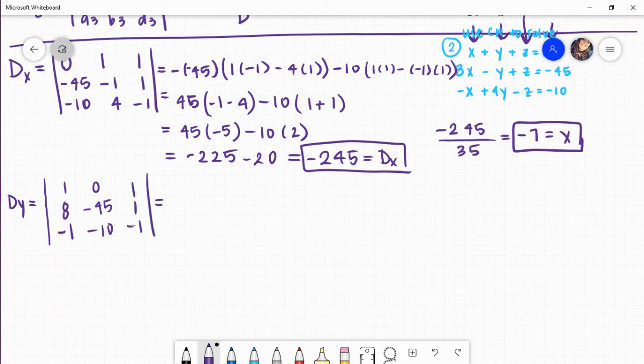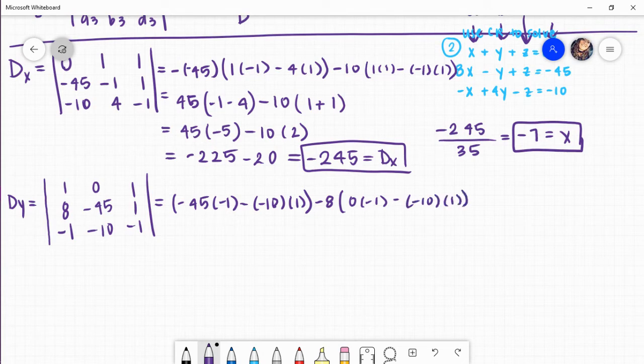Let's go ahead and do this math. I have 1 times the determinant. So that's actually going to be just negative 45 times a negative 1 minus a negative 10. That's times 1, close. Then we're going to alternate our signs, take a negative 8, open. The determinant would be 0 times a negative 1 minus a negative 10 times 1. And then we would alternate again, and we would get positive, but because it's a negative 1, we just write negative. Times the determinant would be 0 times 1 minus a negative 45 times 1.